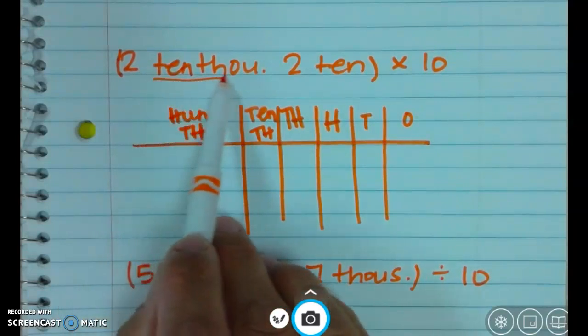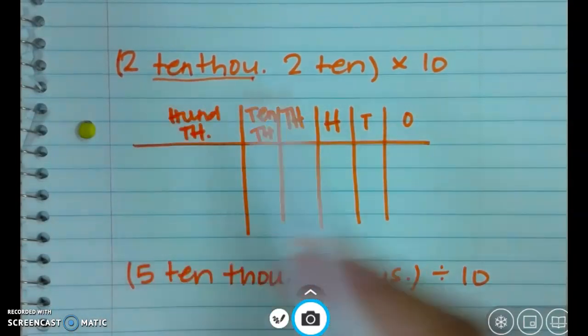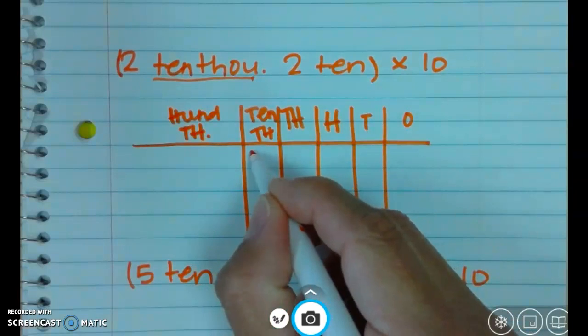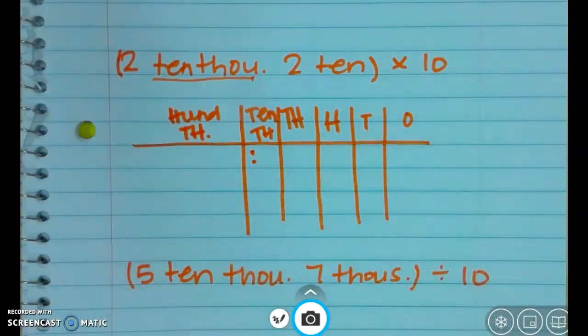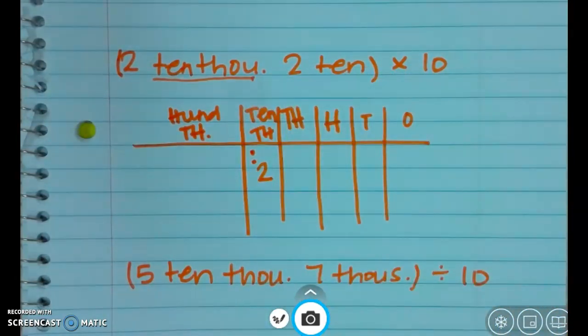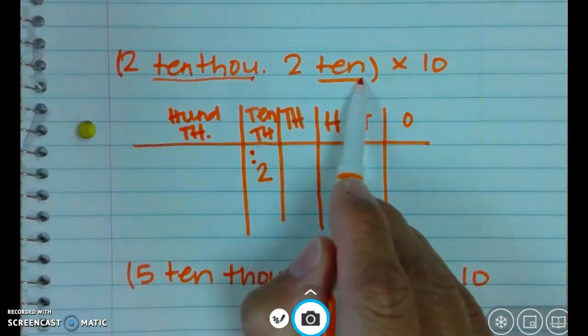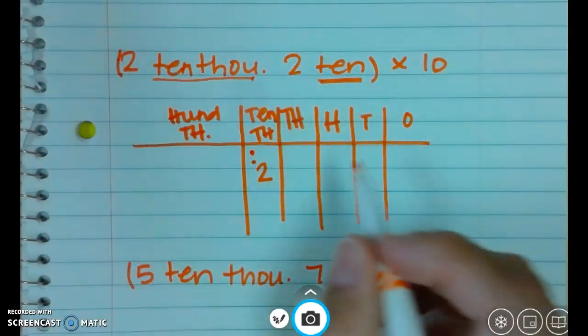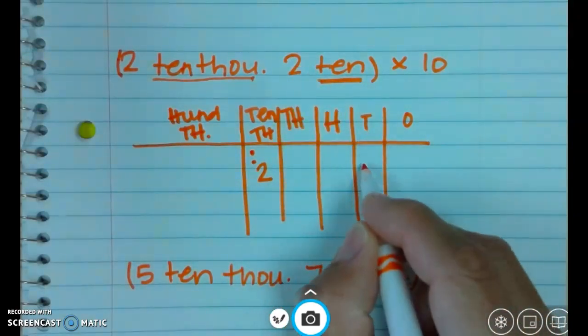So I'm working in the 10,000s place. So I'm going to put 2 10,000s. Now you might have been putting dots. That's great. Or if you just want to put the number 2, go ahead and just put the number 2. My next number is 2 10s. So I'm working in the 10s and I have 2 of them. So over here in the tens place, I'm going to put the number 2.